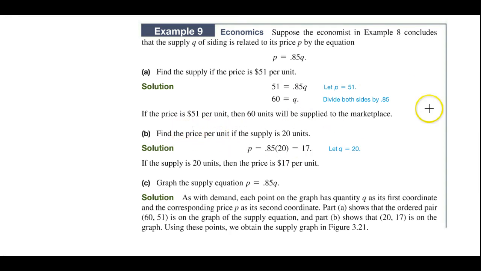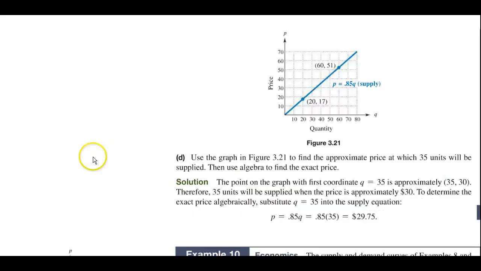Find the price per unit if the supply is 20 units. So again, 0.85 times 20 is 17. So if the supply is 20 units, then the price is $17 per unit. And then graph this equation. So once again, very similar to the one I just gave you, and both of these points are on the line.